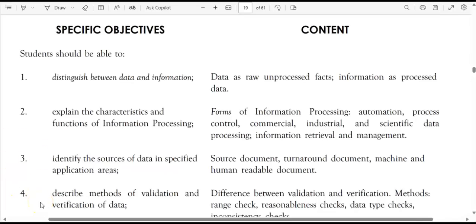Now, information processing systems have certain important qualities. Accuracy: the data and information must be correct and free from errors. Completeness: all necessary data must be included to make information meaningful. Consistency: information should be uniform and reliable across different systems and times.